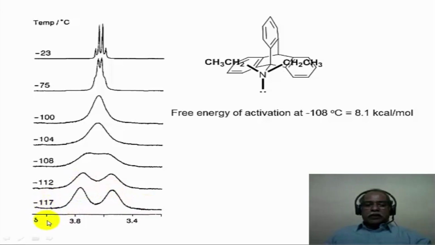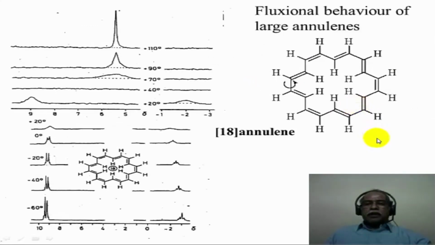If it was possible to measure the spectrum at an even lower temperature, perhaps one would see two quartets. So the two methylenes become indistinguishable and become a single signal at high temperature. At low temperature, these two methylenes can be distinguished from one another because of the pyramidal inversion that is taking place. The activation barrier for this process is about 8.1 kilocalories per mole for the rotation of the carbon-nitrogen bond in this molecule. Here is another very interesting example of an 18-annulene molecule.